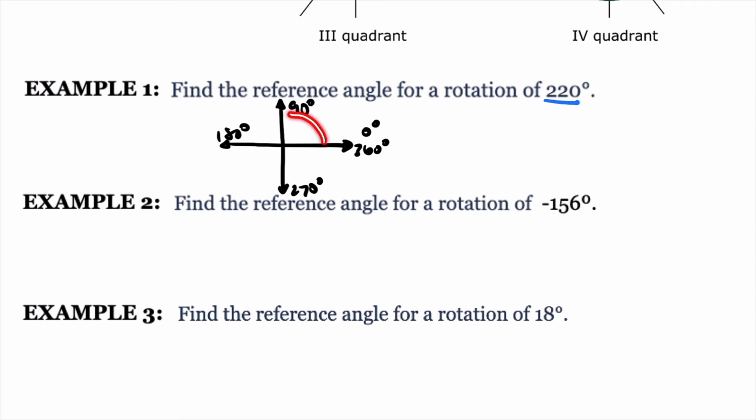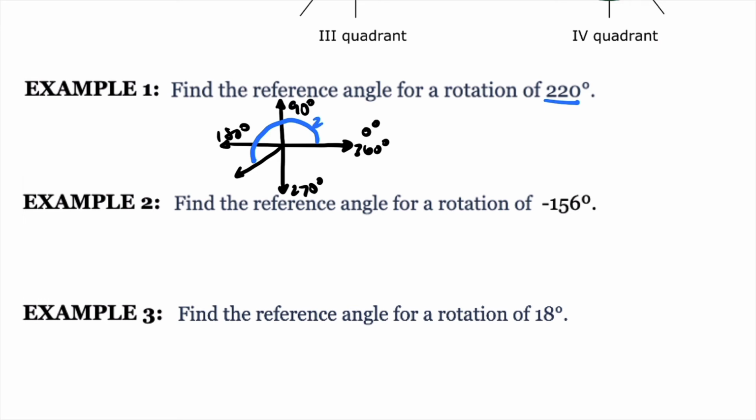220 is past 90, past 180, and somewhere in between 180 and 270. Which one is it closer to, 180 or 270? Barely 180. It's kind of in the middle, but it's a little bit closer to 180. So I'm going to draw that right now. So this is the angle it creates, the blue angle.